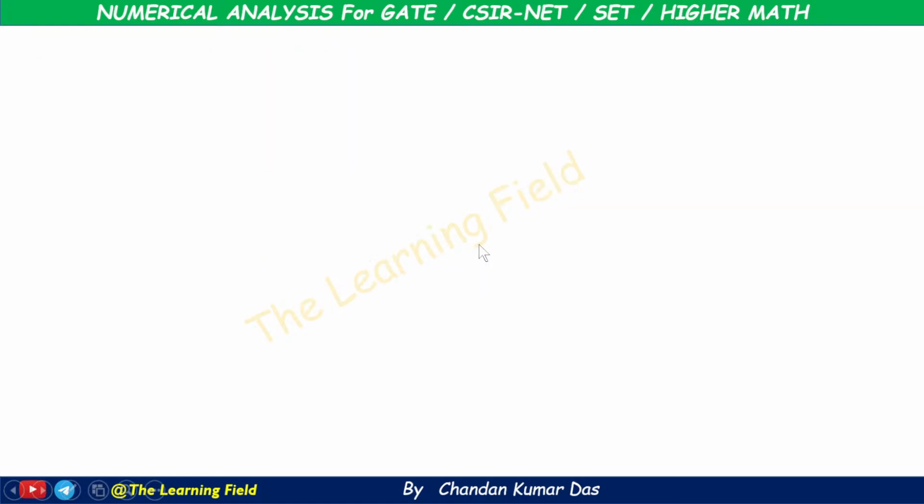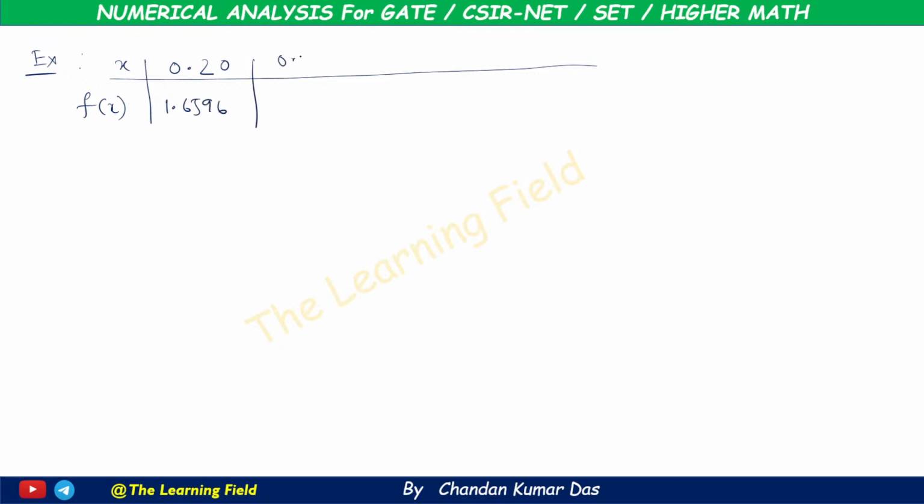Here we take the example. Suppose the table values of x and f(x) are: x = 0.20, f(x) = 1.6596; x = 0.22, therefore h equal to 0.02 here.